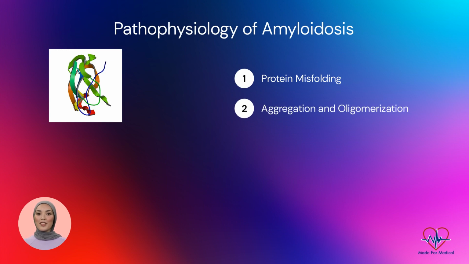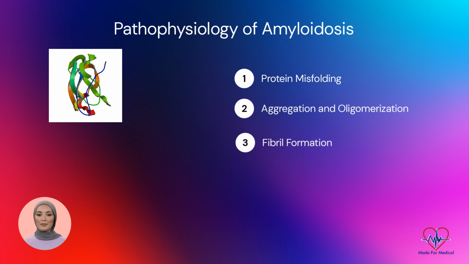Aggregation and oligomerization. Misfolded proteins have a propensity to aggregate and form oligomers, which are small clusters of protein molecules. Oligomers serve as intermediates in the formation of amyloid fibrils. The precise triggers for protein aggregation and oligomerization in different types of amyloidosis are still under investigation, but factors such as genetic mutations, oxidative stress, impaired protein clearance, and alterations in protein homeostasis have been implicated.